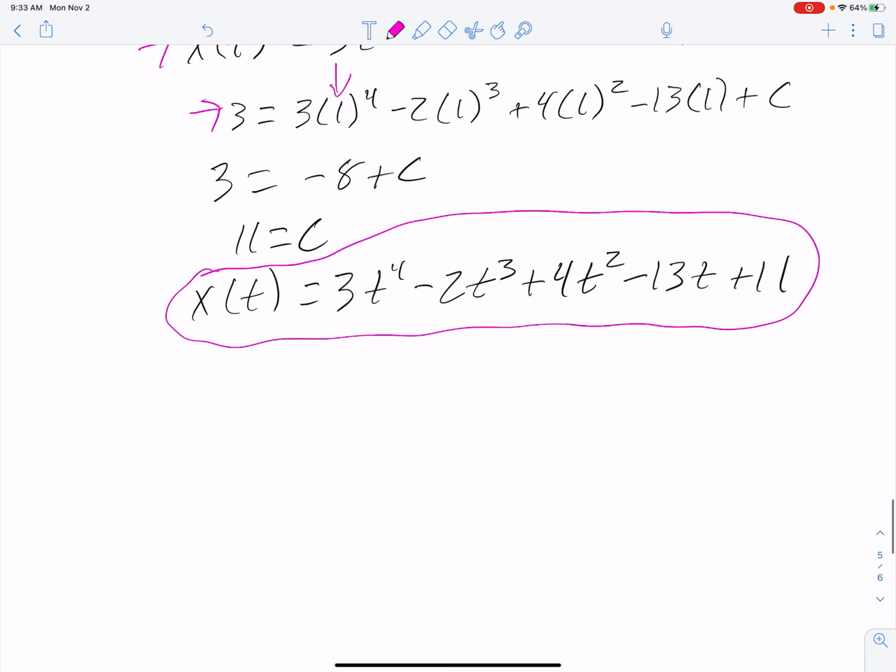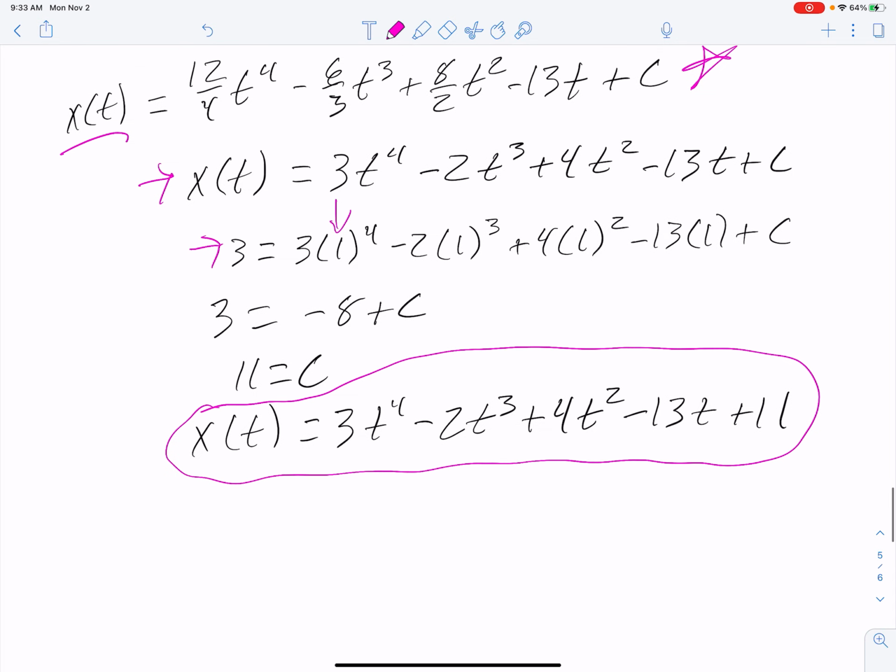All right, so that wraps up 2.1. We're going to continue seeing the anti-power rules. We move into 2.2. We're going to continue seeing problems where we're asked to solve for c. And yeah, that's about it.